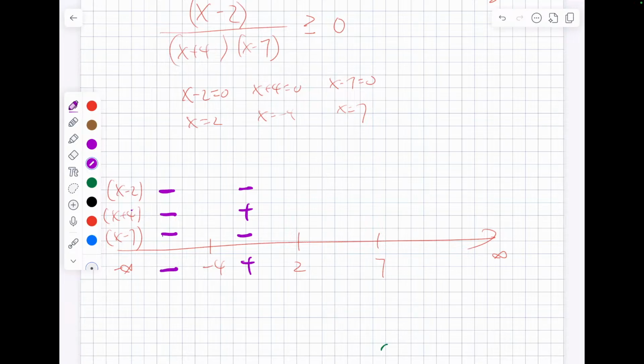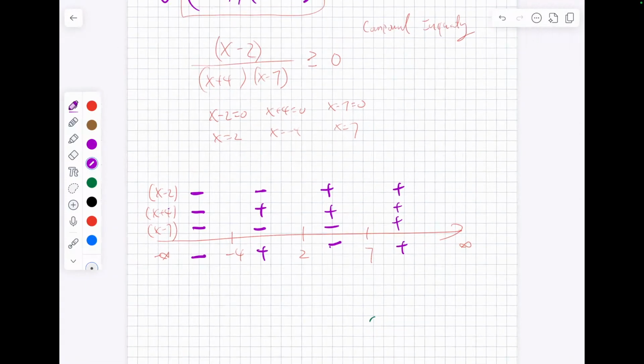Now from 2 to 7. Nicholas, which number do I plug in? 4. So what's the first one? Is it going to be positive or negative? Positive. What's the second one? Positive. What's the third one? Negative. What's the final sign? Negative. Good. Now between 7 and infinity, which number do I plug in? 10. So it's going to be positive, positive, positive, and the result is positive. Okay.